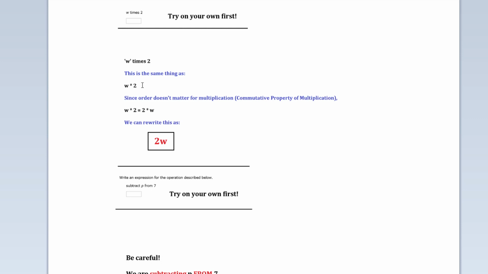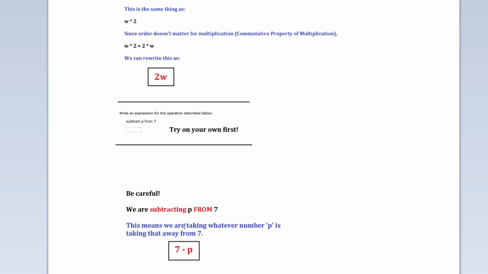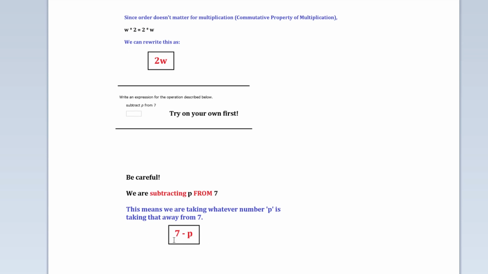Welcome back. So if we're subtracting p from 7, remember you're taking away p from 7. Okay, subtracting this away from this number. So that means that we're doing 7, taking away, subtracting p. Okay? Remember, subtract p just like you read it. Subtract p from 7. It's from 7. It means it needs to go 7 minus p.